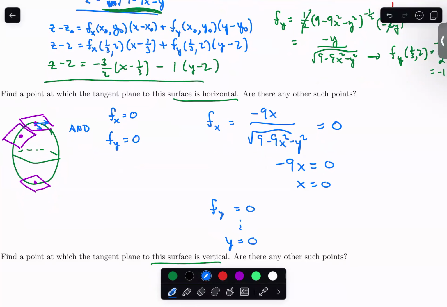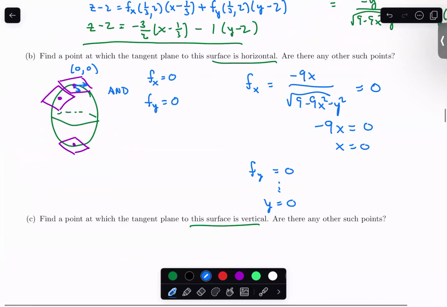So if you want both of these things to be true, you want your f sub x, your x partial derivative, to be 0, and your f sub y, your y partial derivative, to be 0, you need x to be 0 and y to be equal to 0. So that means you're at the point 0, 0. Now this was all done for the top half of the ellipse, or the top half of the ellipsoid, right? You need to do something very similar, or just think about it graphically to get the fact that the bottom half also has a horizontal tangent.